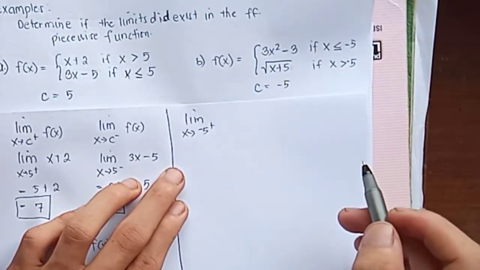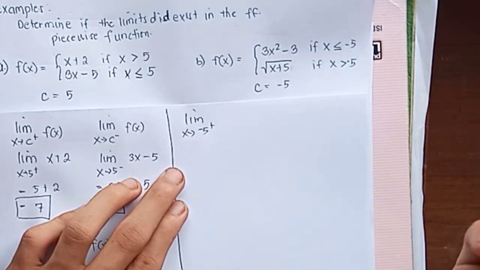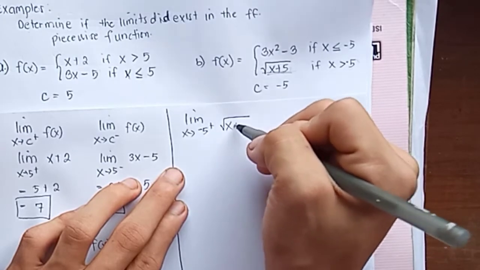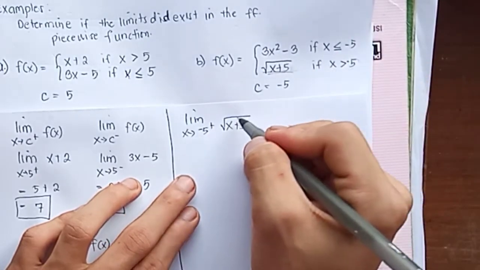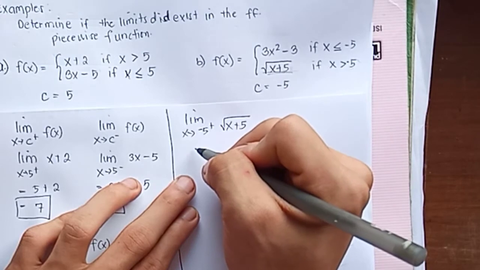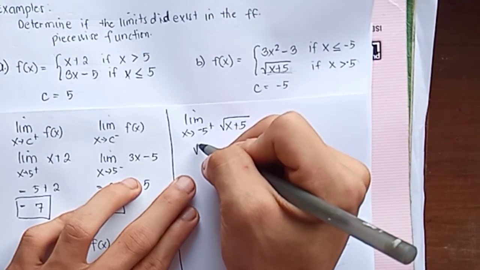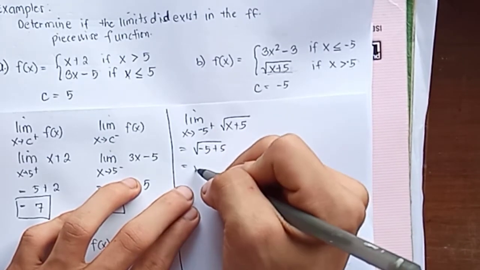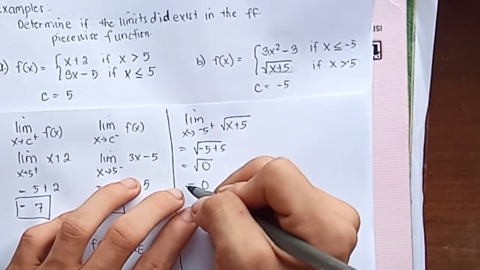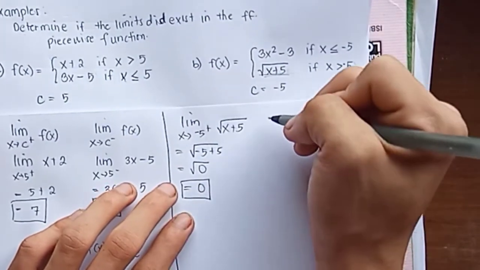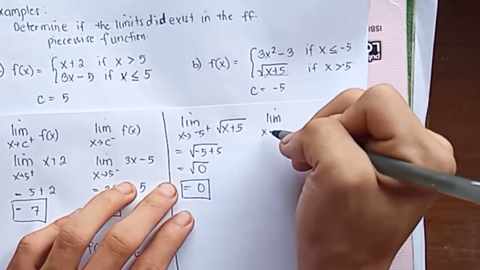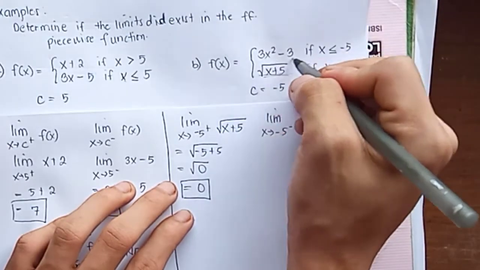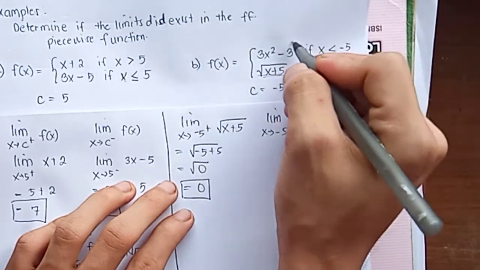For negative 5 from the right, we need the part where x is greater than negative 5, which is here, square root of x plus 5. So, plugging in negative 5, I have square root of negative 5 plus 5. That is equal to square root of 0, and that is equal to 0. Now finding the limit as x approaches negative 5 from the left. We need x less than negative 5, which is this one. Less than, this is what we will choose.